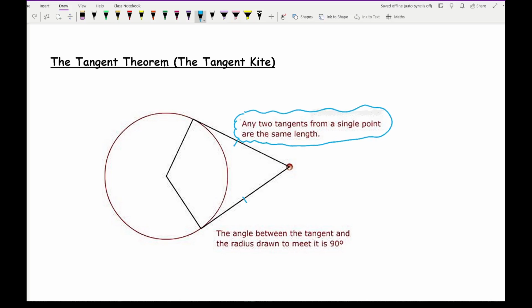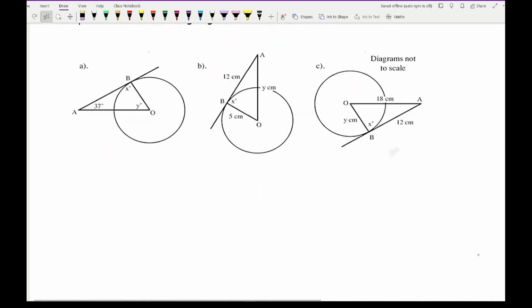And another rule for the kite or the tangent theorem is that the angle between the tangent and the radius meet at 90 degrees. So when you've got the radius of a circle, that will always meet a tangent at 90 degrees. So always 90 degrees, these two are. So let's have a look at some practice questions of those.